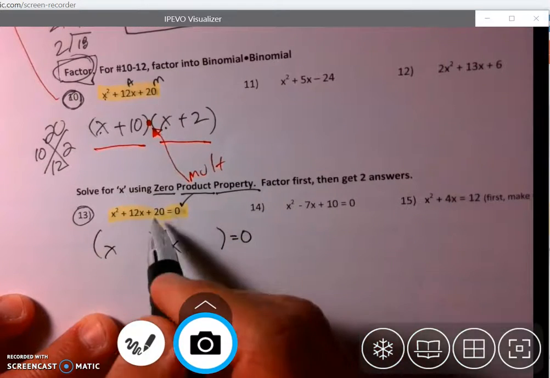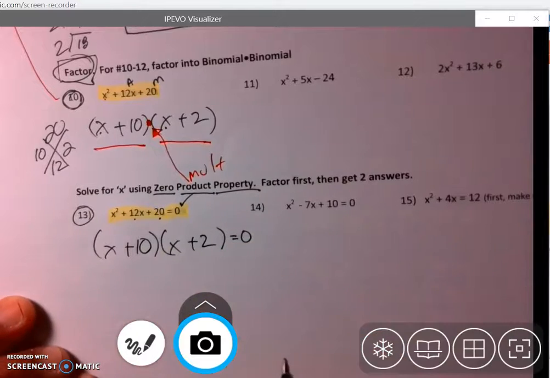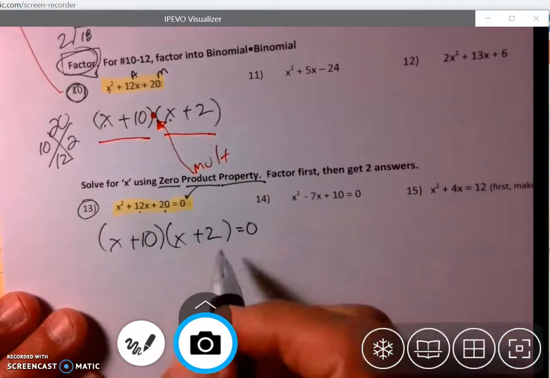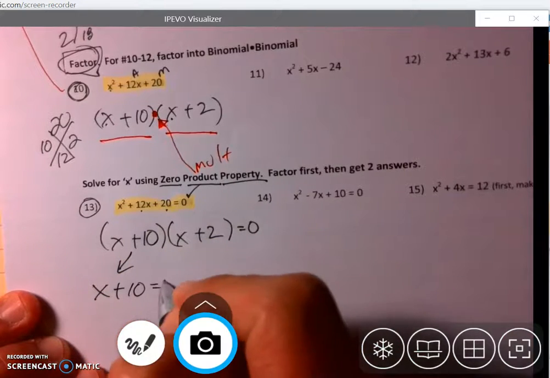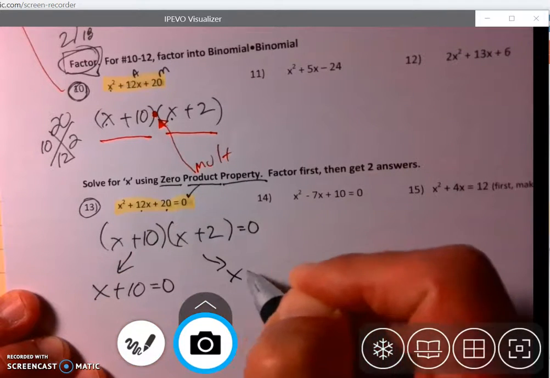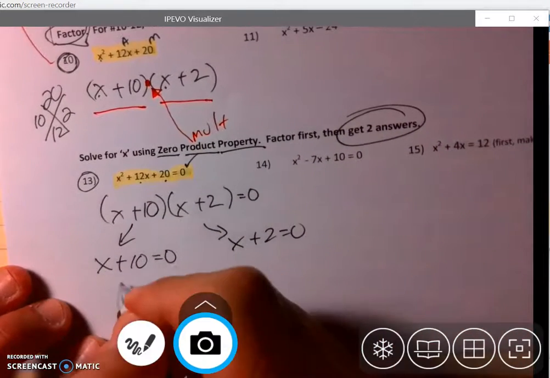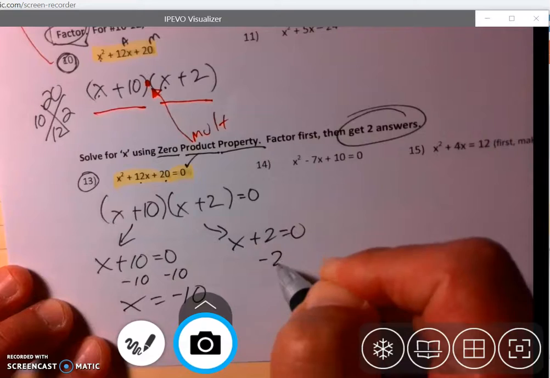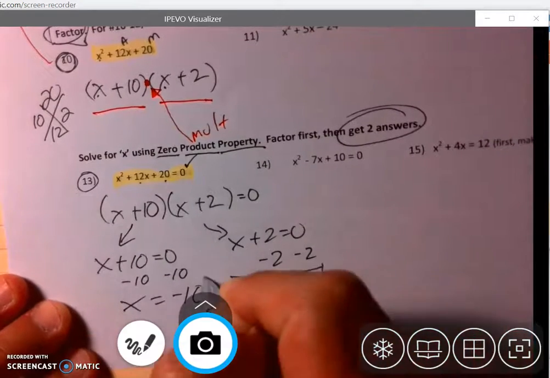X, 2 numbers that multiply to 20, add up to 12. That is 10 and 2. And if the equal sign wasn't here, we'd be done with factoring, but it is here. So then you must go, this number here in parentheses is equal to 0, or this side is equal to 0. So there's going to be 2 answers. One, after you minus 10, the answer is going to be negative 10. One, if you minus 2, the answer is going to be negative 2. These are the 2 numbers.